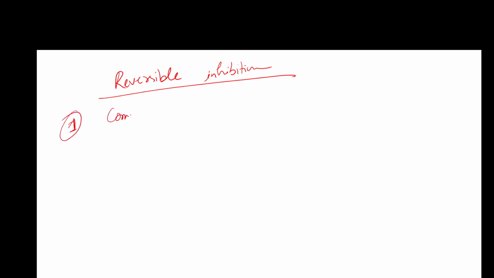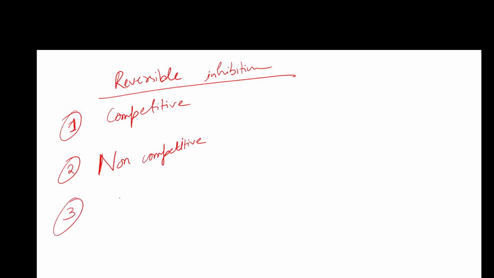So we talked about the irreversible inhibition. Now we have the reversible inhibition. For reversible inhibition, we have three types. First will be competitive. Second will be non-competitive. Third will be uncompetitive inhibition. So these are the three types of inhibition.